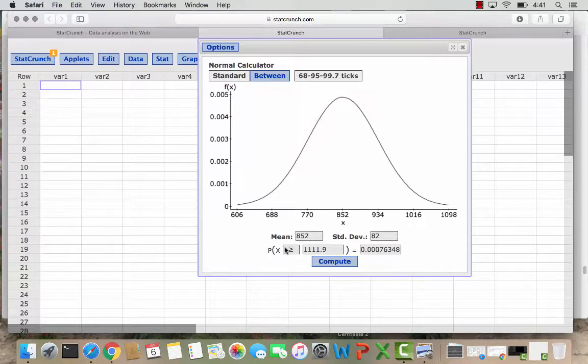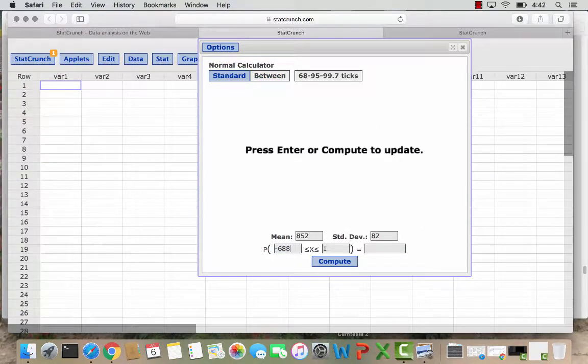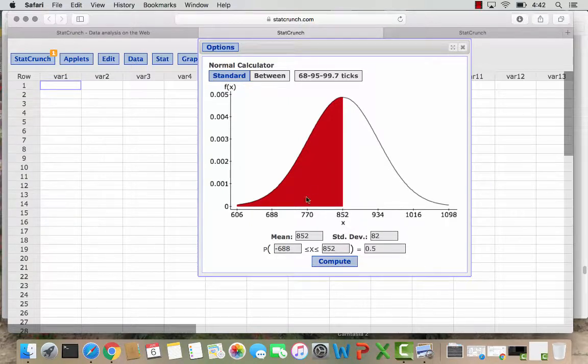If ever you want to know between certain values, you can click here in the between and see how you could put different values. So say I wanted to know between 688 and 852. See how it shades this value. Oh, I put negative 688. I just meant to put 688. See how it shades this value, and it tells me right around 0.4772 probability of being in there. If you wanted to check 770 to 852, there's that 34% or 0.34 as a decimal.